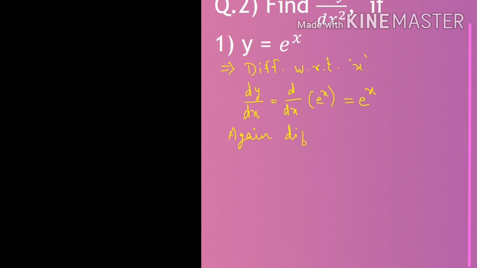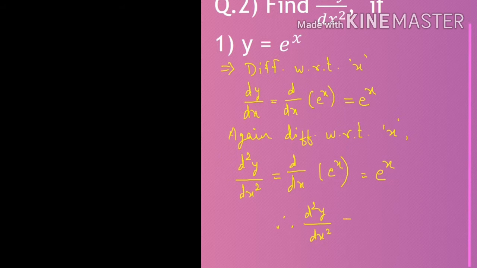Again differentiating with respect to x, d square y upon dx square is equal to d dx of e raised to x. So that is the same answer you get, e raised to x. So d square y upon dx square is the same as dy by dx, that is e raised to x.